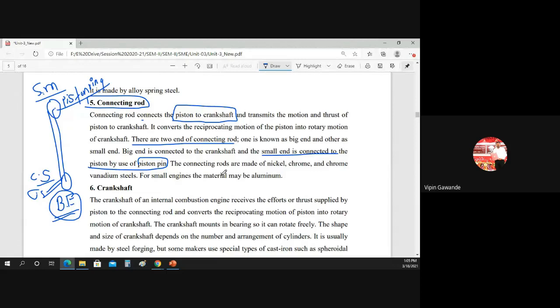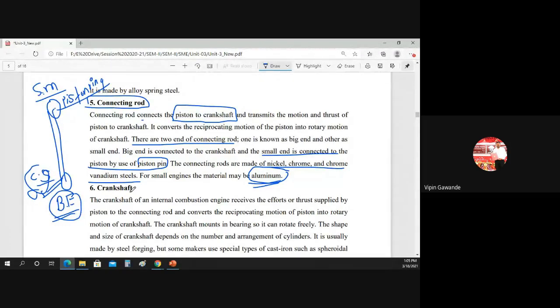Okay, and what is the material used for the preparation of this one? These are made up of nickel, chrome, and chrome vanadium steels. Connecting rods are made up of nickel, chrome, and chrome vanadium steels, and many times they are made up of aluminum also. For small engines, these are made up of aluminum. Okay. Now connecting rod is connected with the crankshaft.